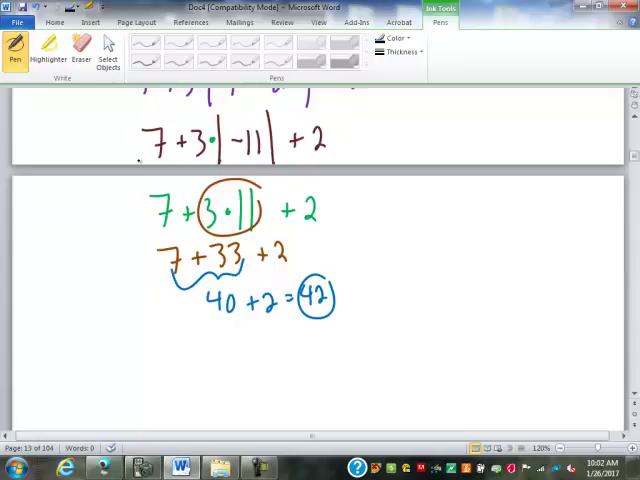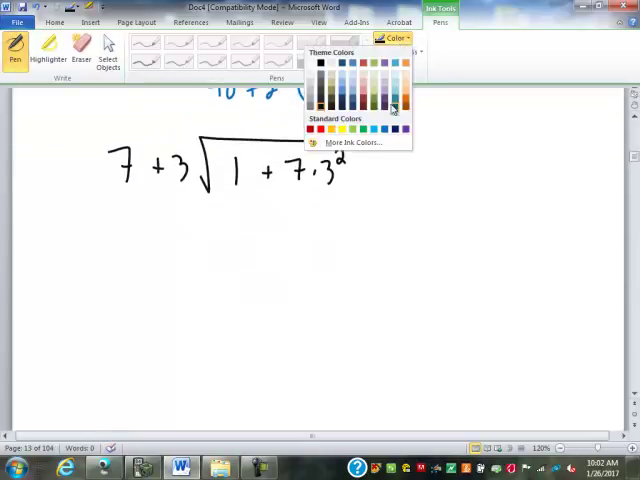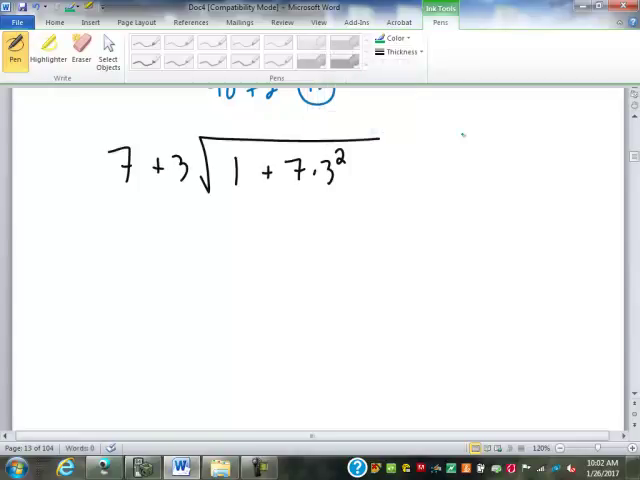Another form of enclosing symbol that we run into might look like this. That square root symbol, it's asking us to do a square root, but it can be an enclosing symbol. It can separate part of the problem from the rest. So we have to do what's inside there first again. Inside of there, what do we have to do first? The exponent. 3 squared, which is 9.